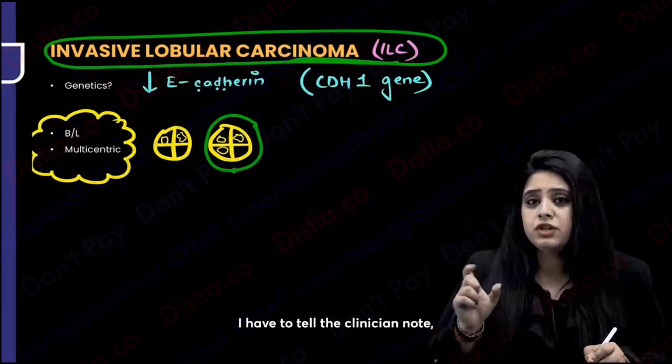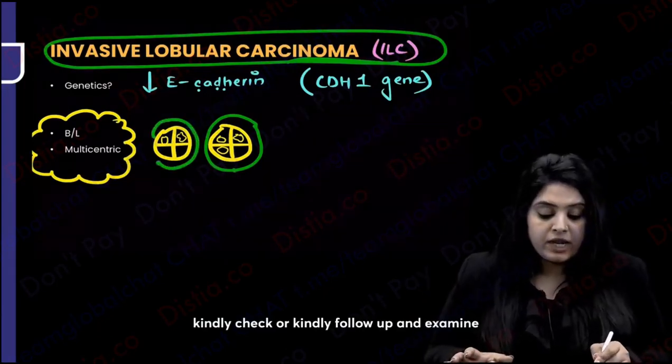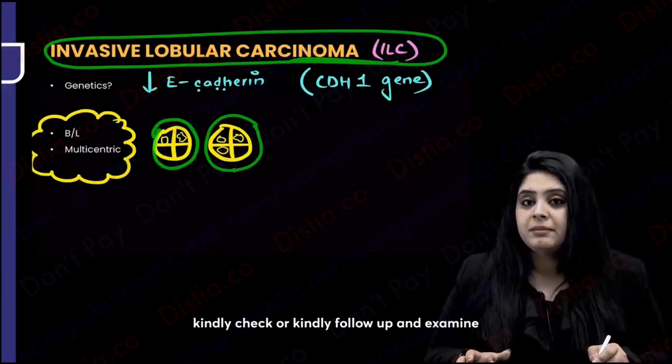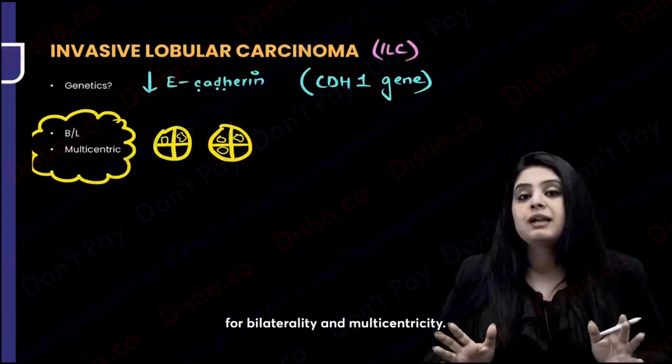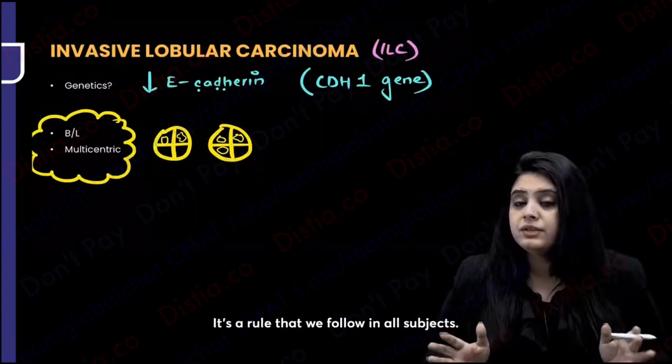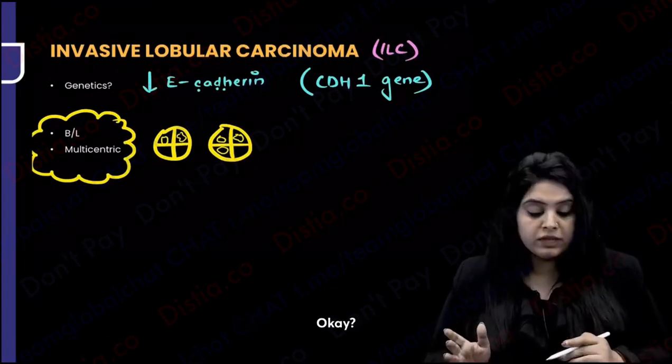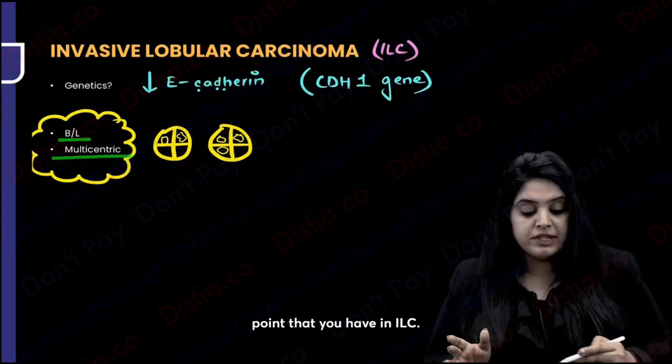I have to tell the clinician, note, kindly check or kindly follow up and examine the right breast in order to check for bilaterality and multicentricity. It's a rule that we follow in all subjects. Okay, so this is a very important point that you have in ILC.